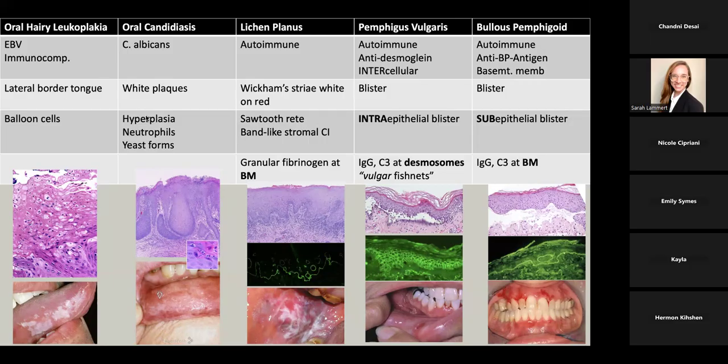Oral hairy leukoplakia and oral candidiasis are more infectious rather than immunologic. Oral hairy leukoplakia is EBV, usually presenting as a white area on the lateral border that cannot be wiped off. Both clinically look similar, but histologically, oral hairy leukoplakia has very white balloon cells that show up positive on EBER, and oral candidiasis has a very hyperplastic look with bulbous reedy neutrophils and yeast on the surface.